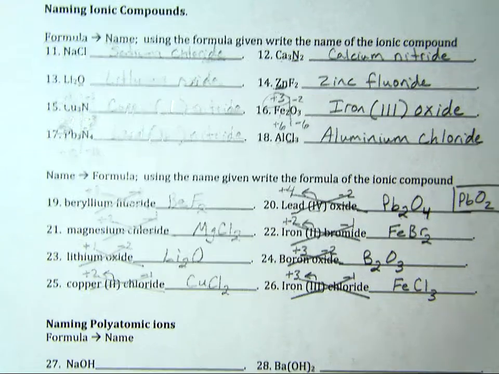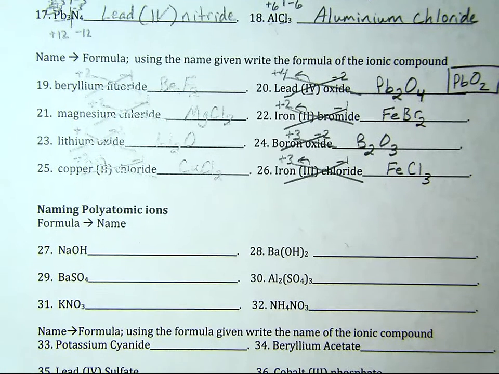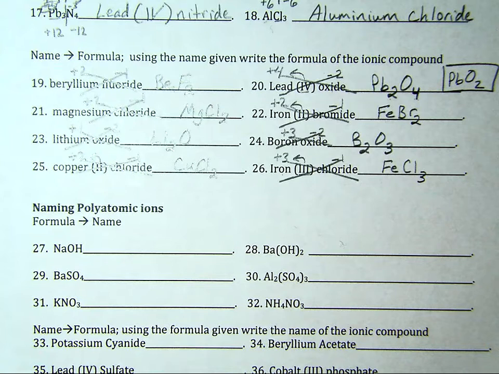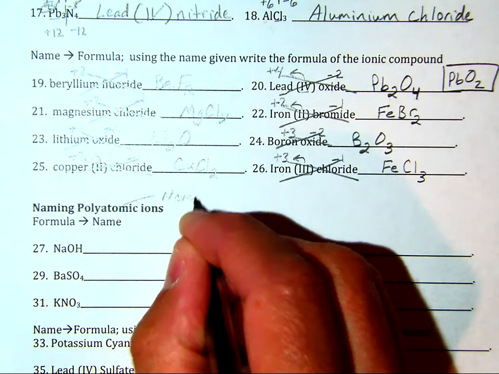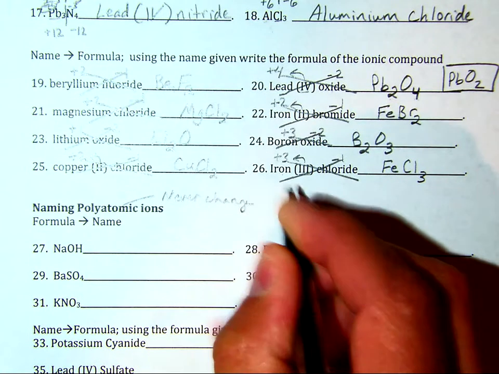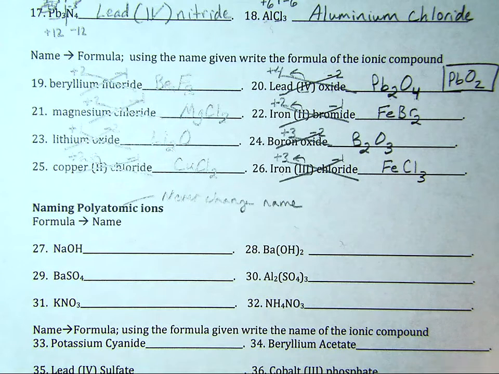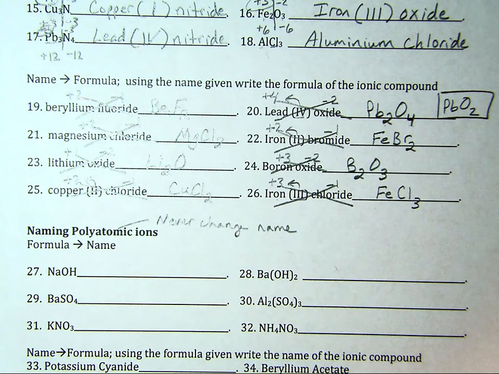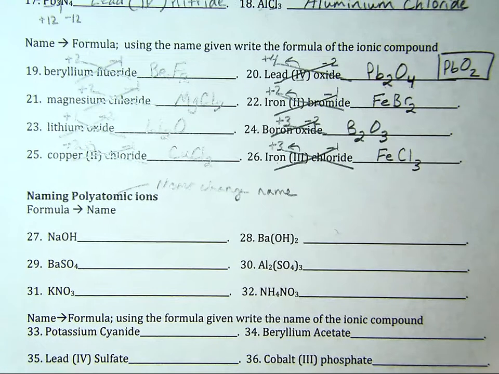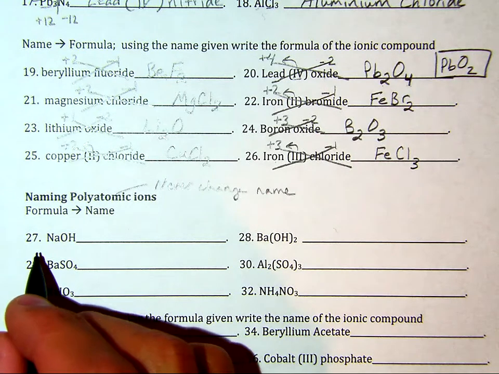All right, let's go to the next section, which is on naming polyatomic ions. So if you don't have your polyatomic ion sheet out, please get it out. There were a couple of things with polyatomics that are different, and actually they're a little bit easier. We never change the name. You never change the name when naming polyatomic ions. So you just look it up on your chart and you have it. Let's go through some examples.